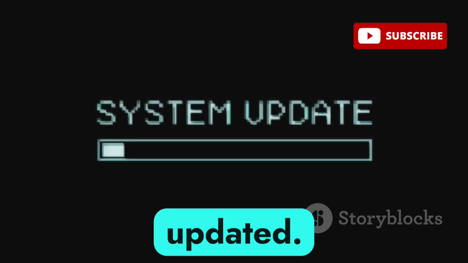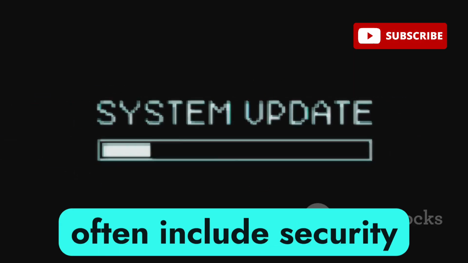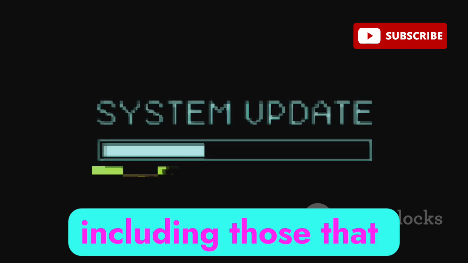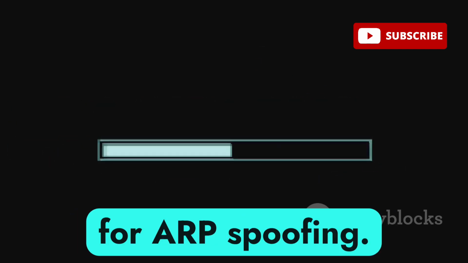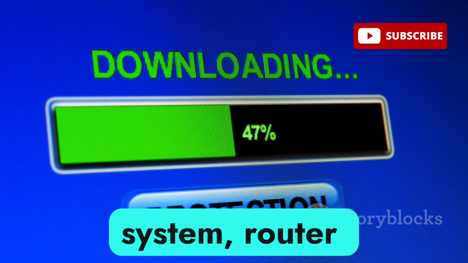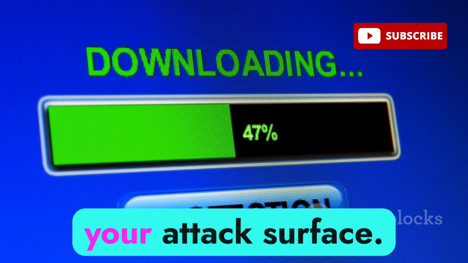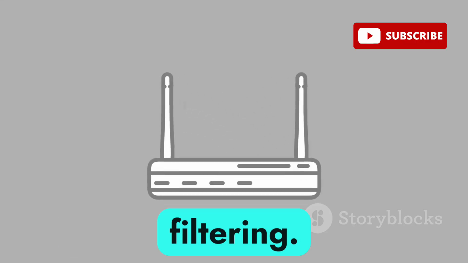Keep your software updated. Software updates often include security patches that address known vulnerabilities, including those that could be exploited for ARP spoofing. Make sure to keep your operating system, router firmware, and other software up to date to minimize your attack surface.